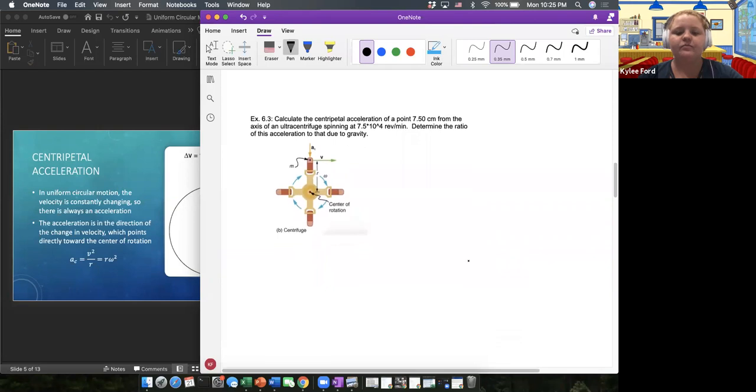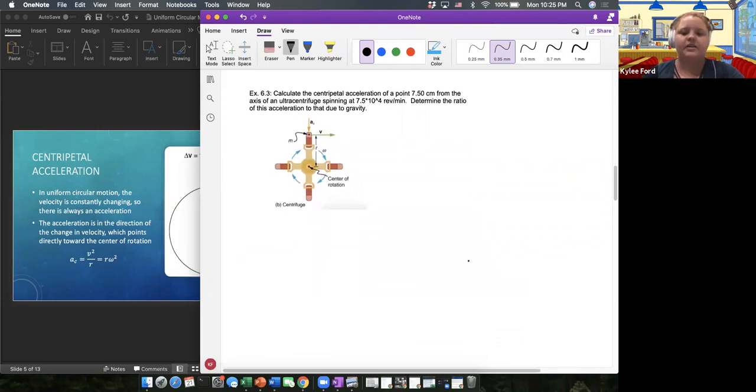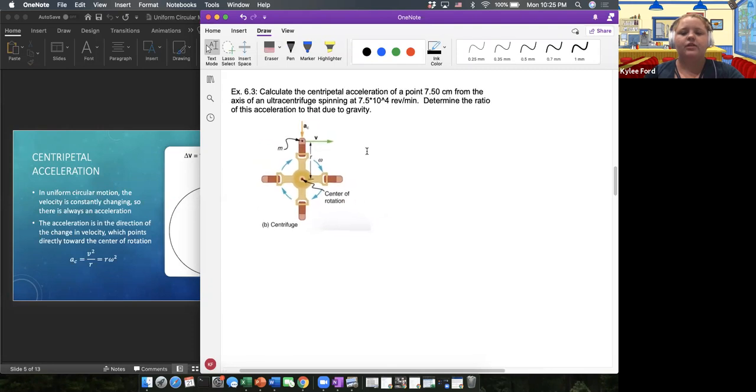Okay. So now we are going to do the same thing. We're looking at centripetal acceleration of a point that is 7.5 centimeters from the axis of a centrifuge.